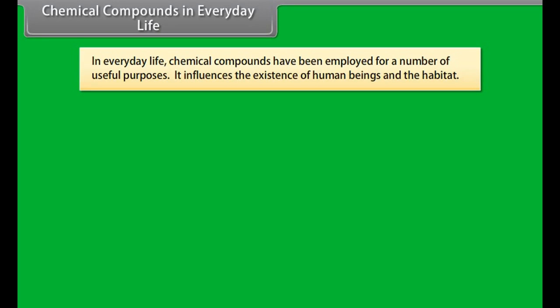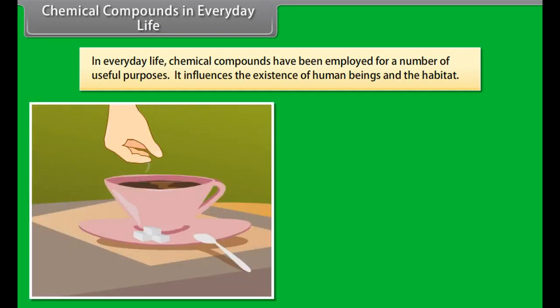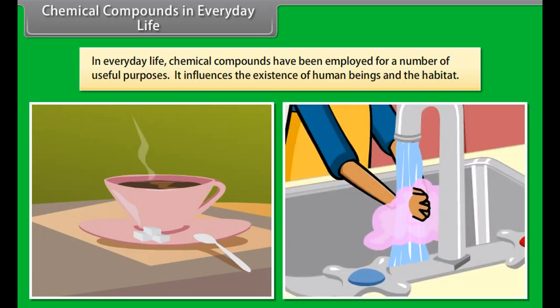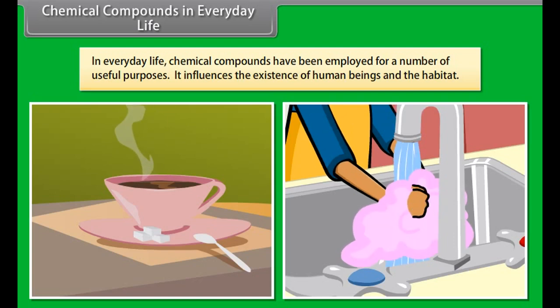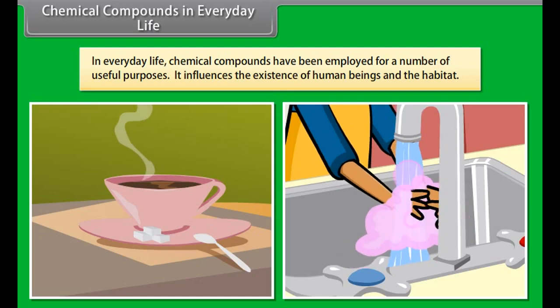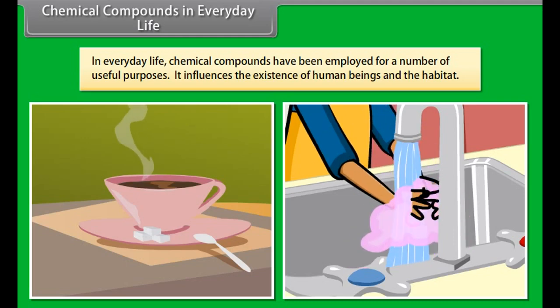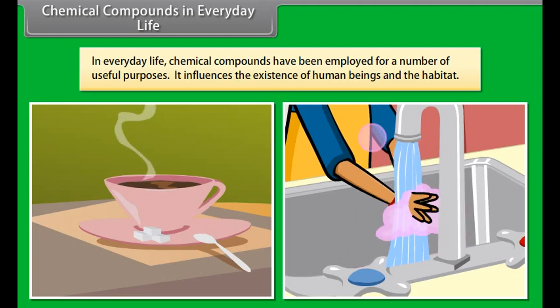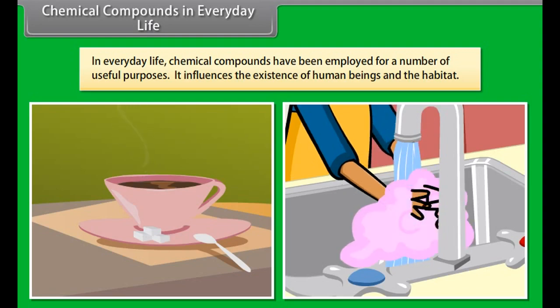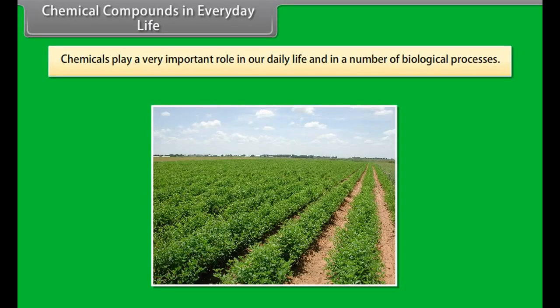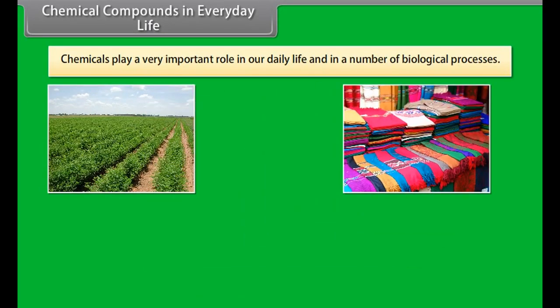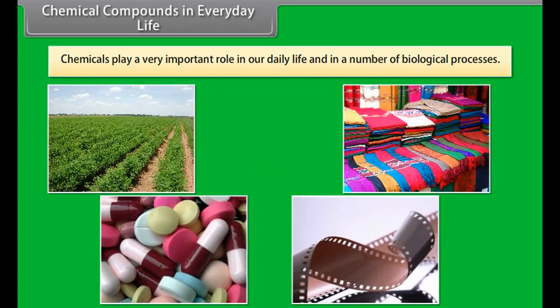In everyday life, chemical compounds have been employed for a number of useful purposes. For example, sugar is used to sweeten tea, soaps are used for washing and bathing purposes, etc. It influences the existence of human beings and the habitat. Besides those, a number of compounds find application in agriculture, textiles, medicines, photography, etc. Thus, chemicals play a very important role in our daily life and in a number of biological processes.